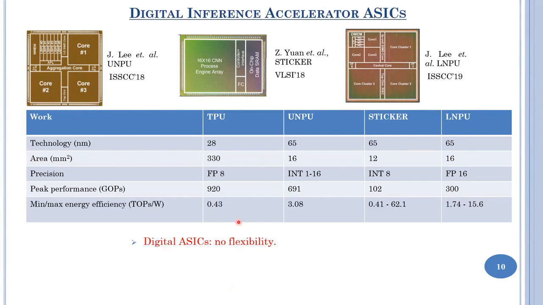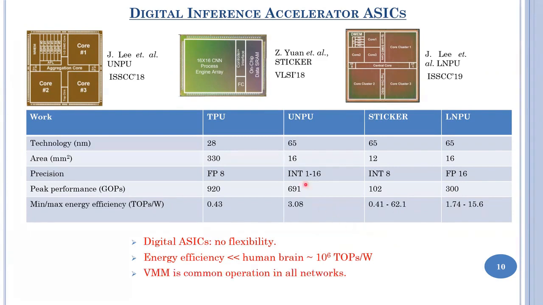They do not offer any flexibility. Still, if you compare their energy efficiency with the human brain, it's 10^6 times lower than that. So 6 orders of magnitude lower. And as I told you, vector by matrix multiplication is the most common operation in all these neural networks. So if I can come up with some scheme which accelerates this vector by matrix multiplication process, we would be able to accelerate everything, right? That is the main agenda of this industry right now.